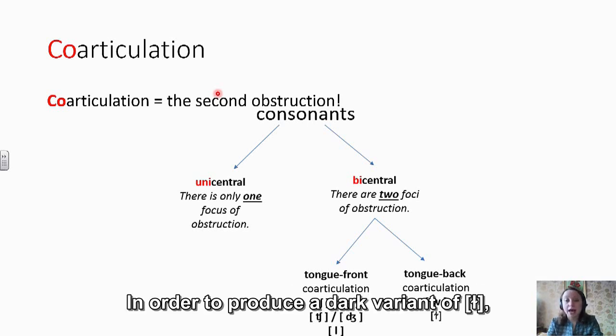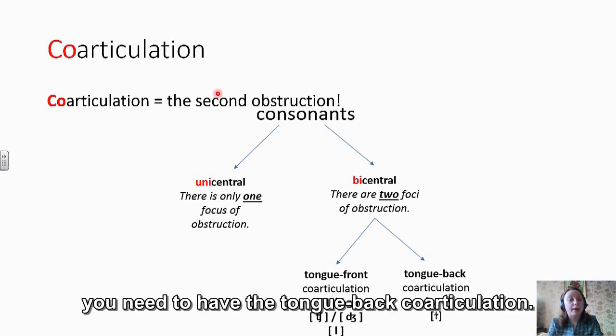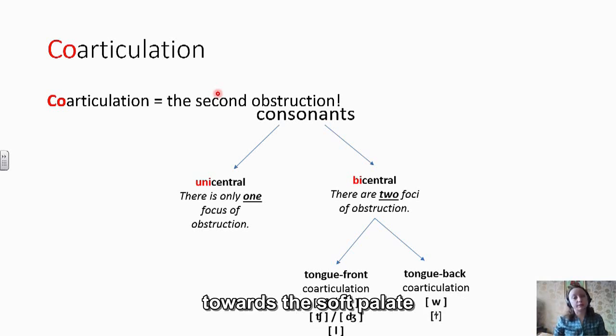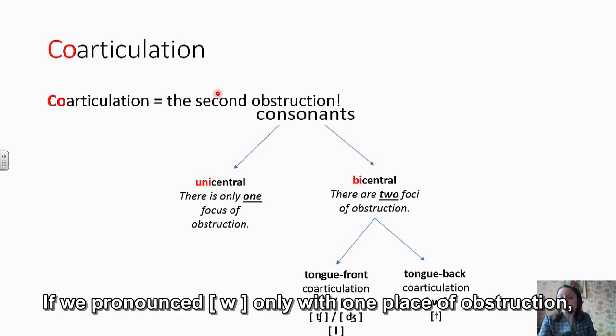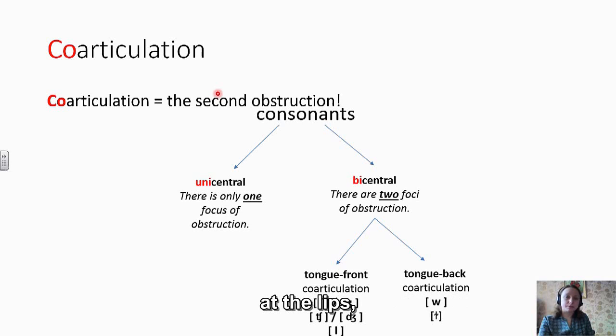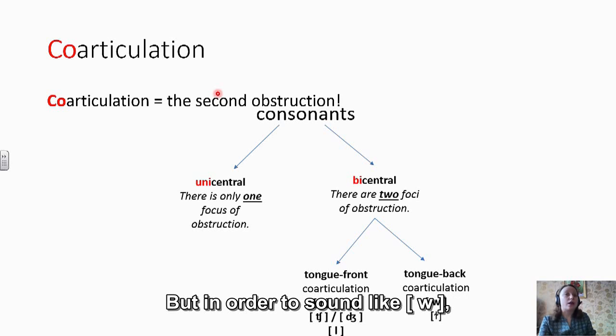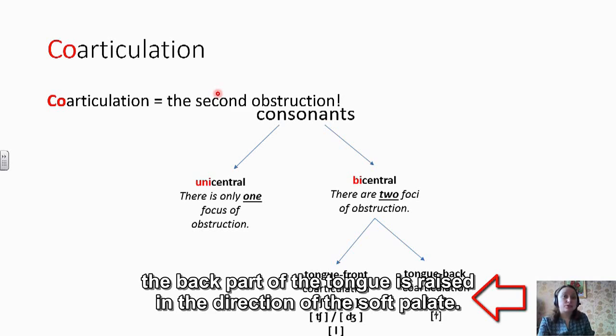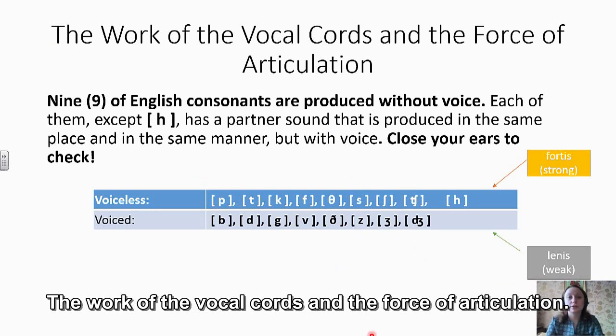In order to produce a dark variant of L, you need to have the tongue back articulation. It means that you need to raise the back part of the tongue towards the soft palate and produce the sound. Compare, please. L, L. If we pronounced W only with one place of obstruction at the lips, it would sound like V. But in order to sound like W, you need this tongue back articulation. It means the back part of the tongue is raised in the direction of the soft palate. W.